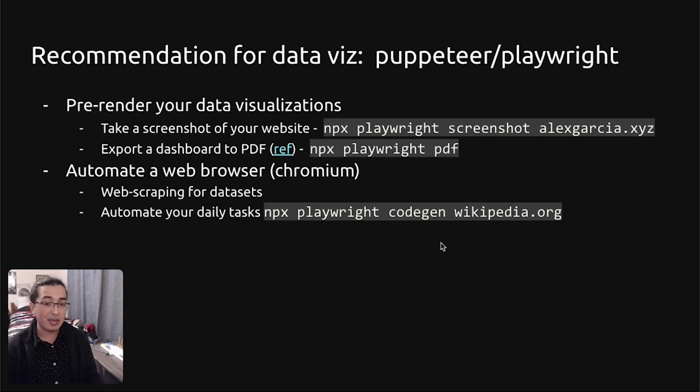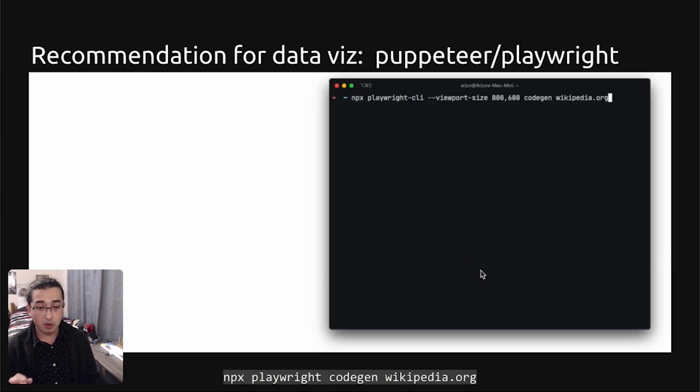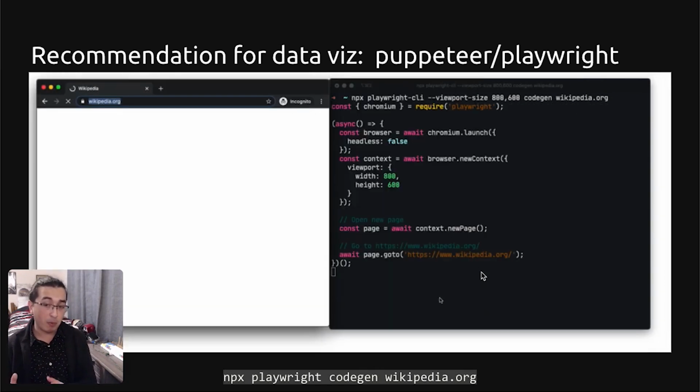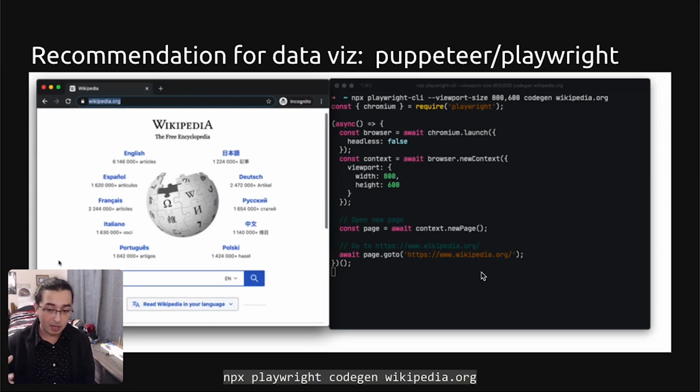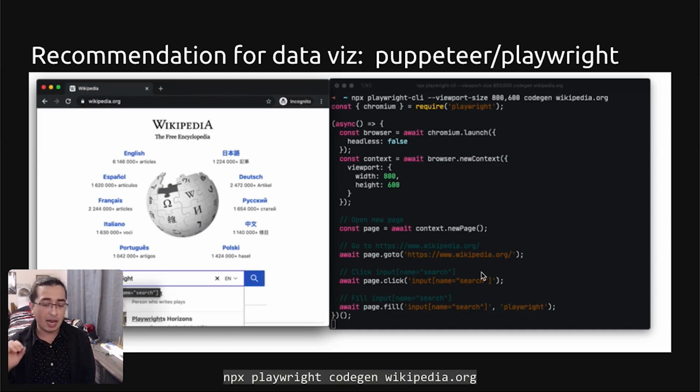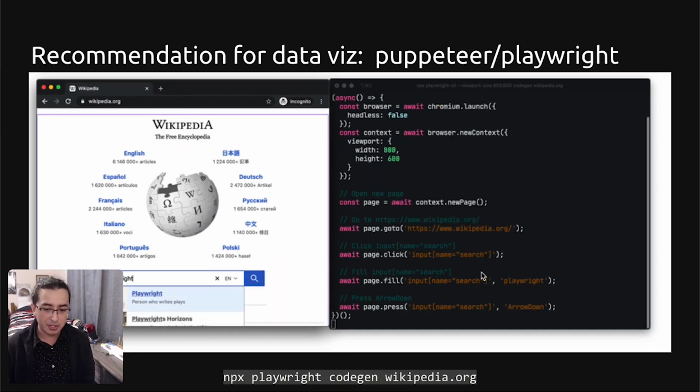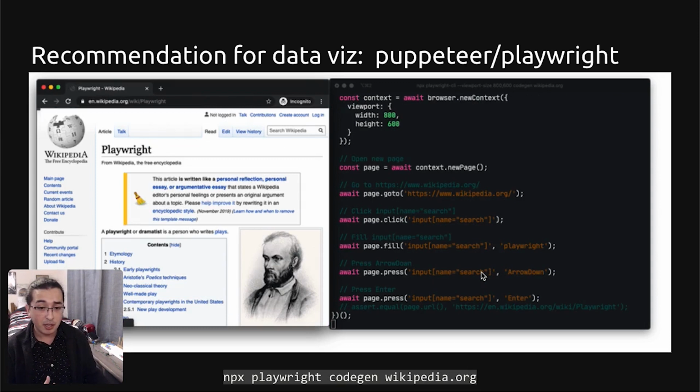Also, if you just want to automate your daily tasks, there's a small tool called Codegen, and this is an example of how it works. From the command line, you call this Codegen command, and it will open up a web browser where whatever you do, it records the code that you need in Playwright to automate that process. In this example, we're opening up Wikipedia, and this person types in specific terms in a search bar, clicks on buttons, and opens up menus. And you can see on the right-hand side the automatically generated code that's needed to perform those same tasks again.